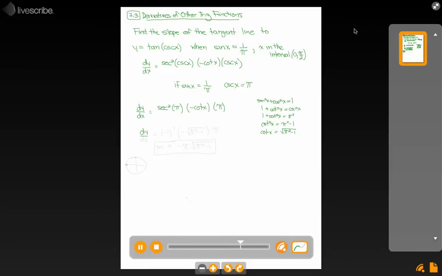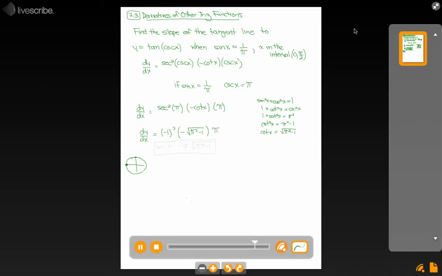So dy by dx, first of all, secant squared of pi. If you look at your unit circle and remind yourself where pi is, it's 180 degrees. Cosine of that is negative 1. Secant of it is also negative 1, since it's the reciprocal of negative 1. And when you square that, you end up with negative 1 squared, which just equals 1. And then negative the square root of pi squared minus 1 times pi.